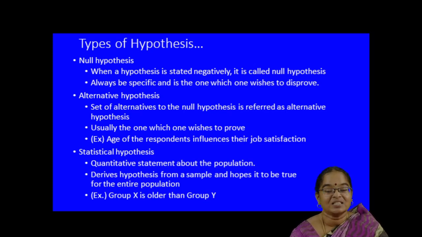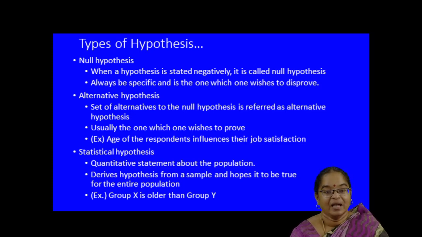The next one is the alternate hypothesis. When a hypothesis is stated positively, it is known as an alternative hypothesis. Everyone wants to prove this hypothesis, that is, accept it. Examples: age is an influencing factor for job satisfaction; education influences the awareness level of the respondents regarding LIC policies; and there is a close relationship between monthly income and savings of the people. So, these are the examples of alternative hypothesis.